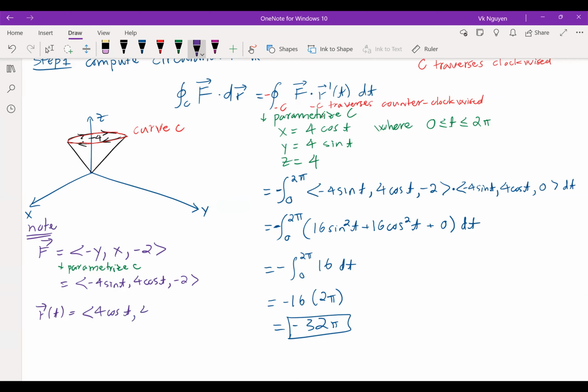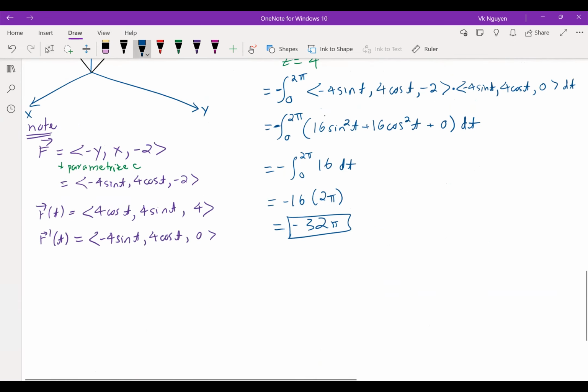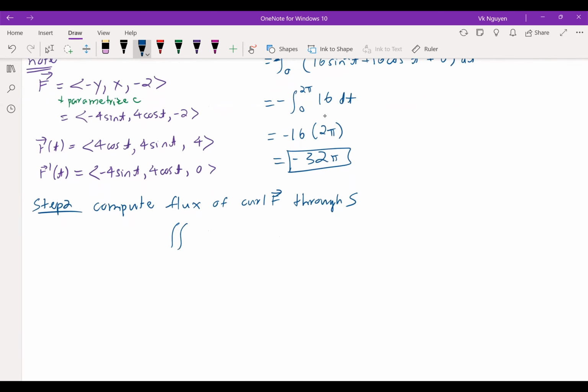For cosine t, for sine t, 4. So r prime of t is negative 4 sine t, 4 cosine t, 0. Do step 2. We're going to compute the flux of curl F through S. Same thing here. It's the right hand side.